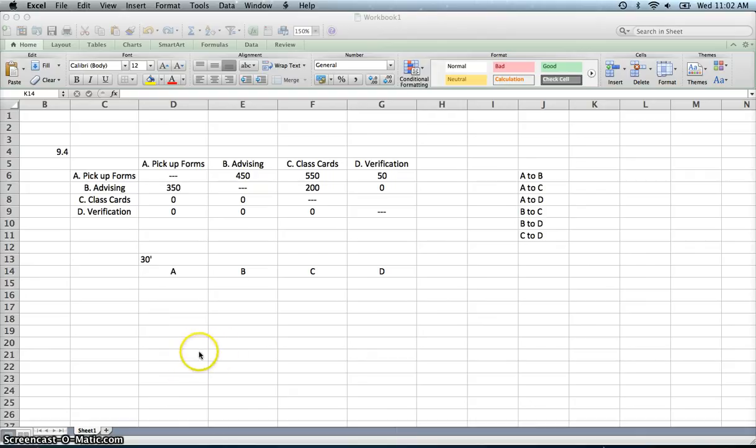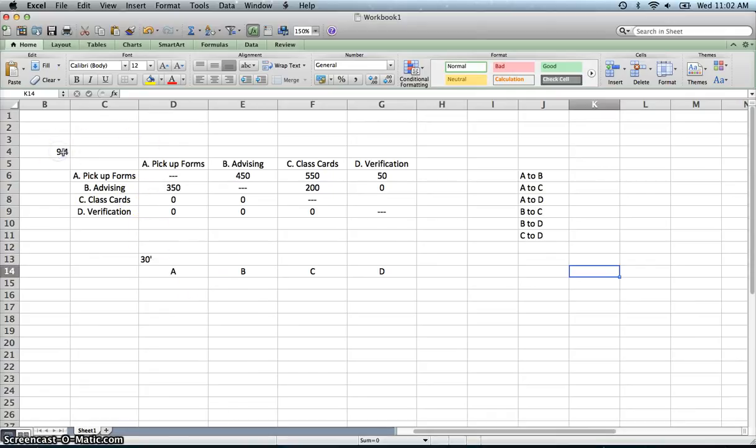This video demonstrates how to calculate the cost for a particular layout. This is very similar to your homework assignment 9.4. This is actually 9.5, so I mislabeled it here. 9.5 is the data I'm using.